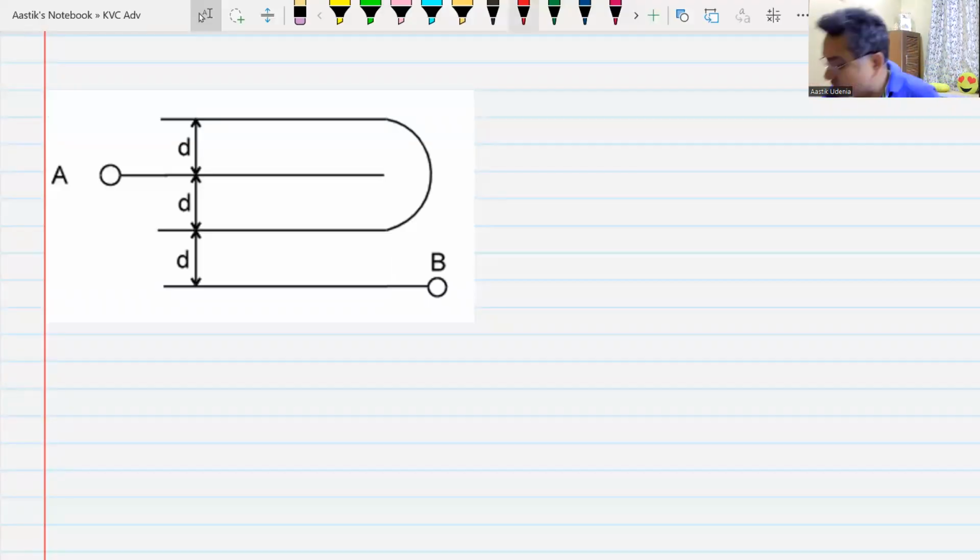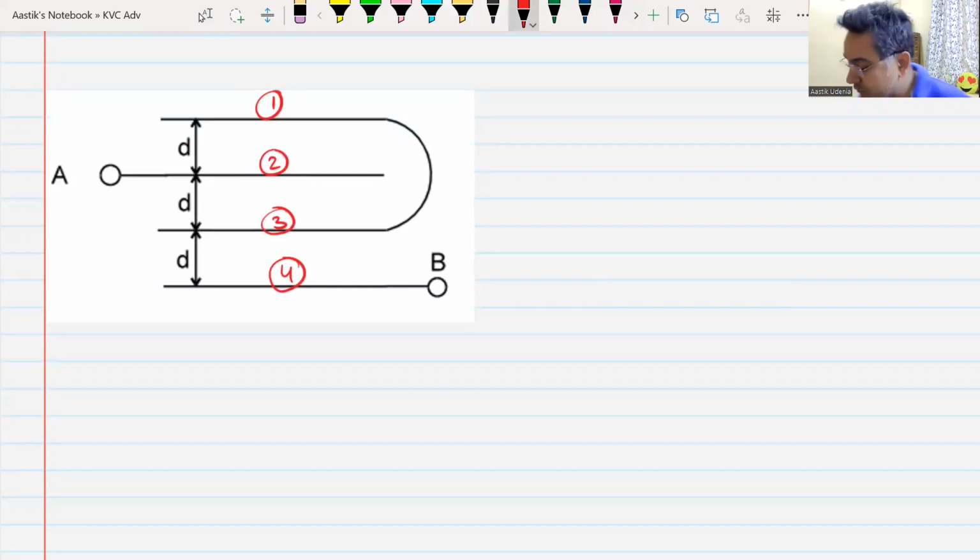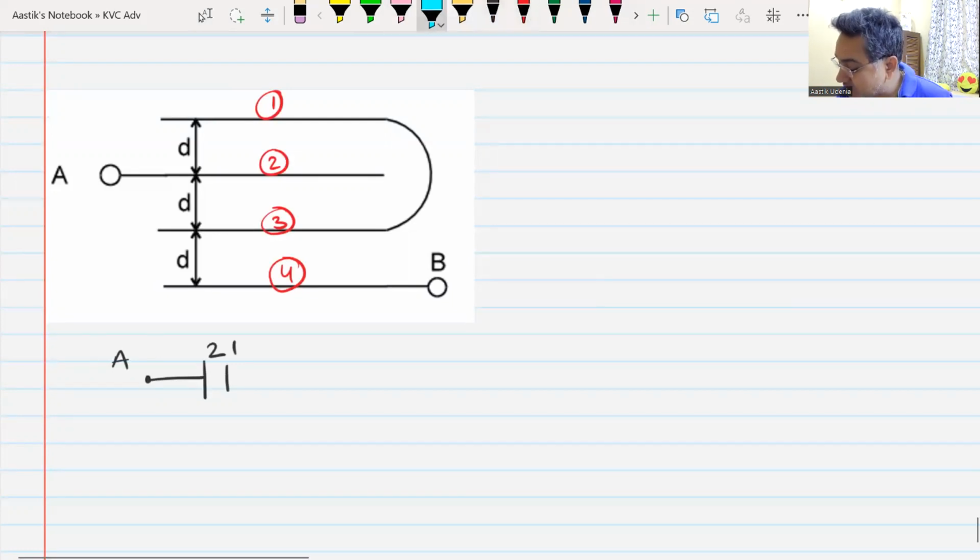So how are we supposed to do this? This is plate number 1, plate number 2, plate number 3, plate number 4. When I start drawing the circuit, starting from point A, plate number 2 is connected to point A. Plate number 2 and 1 make a capacitor, so this is the blue capacitor, 2 and 1. Do we understand this?